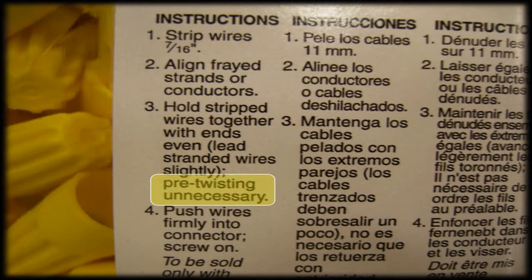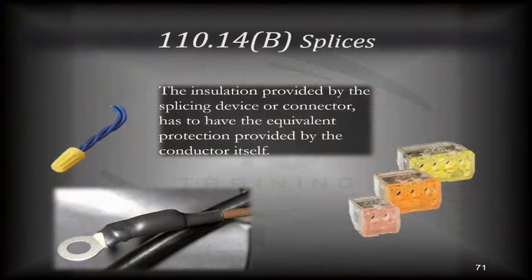electrically sound. Now, there is no such detail in the code book. It just has to be electrically secure and mechanically sound, and have the same insulative value as it did prior to being spliced in the first place. 110.14(B), splices still: the insulation provided by the splicing device or connector has to have the equivalent protection provided by the conductor itself.